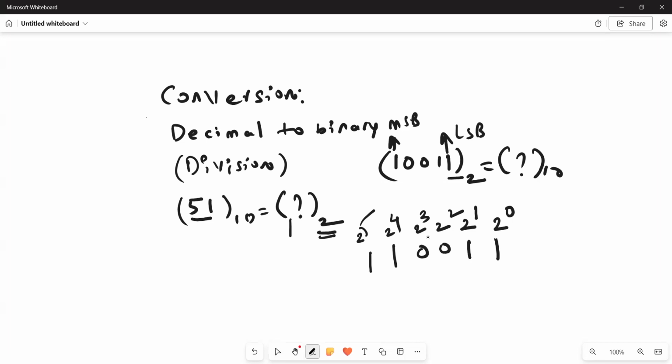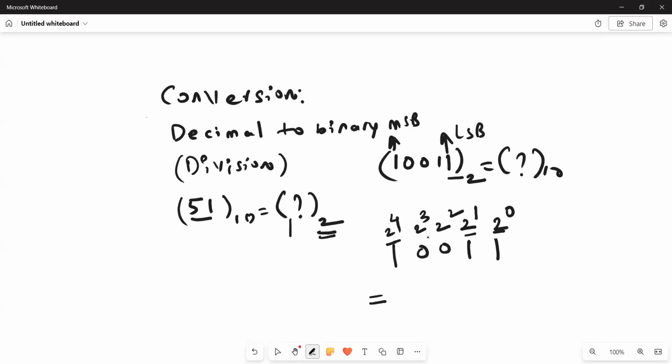Now, my intention is to convert 10011 into its equivalent decimal number. So you only have to take the weights corresponding to the bit 1. Why? Because if you multiply 2 power 0 with 1, you will get the number, and if you multiply 2 power 1 with 1, you'll get the number. But if you multiply 0 into something, it will be 0. So don't consider the weights corresponding to bit zeros. Only consider the weights corresponding to bit 1.